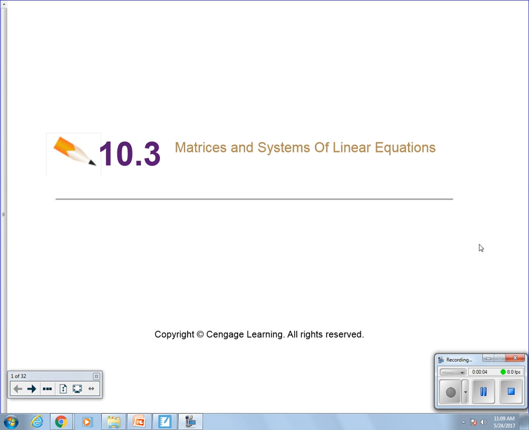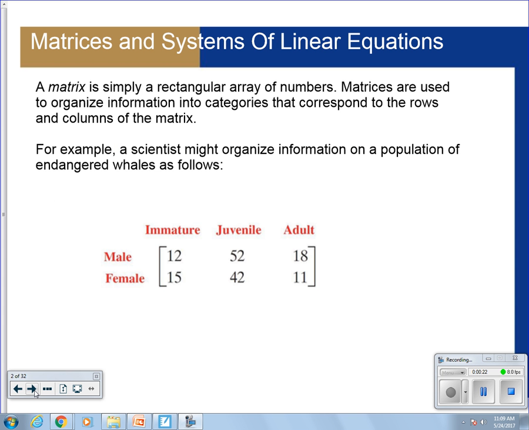Okay, so today we are starting matrices, and as we go through these, you're going to see some similarities to what we did yesterday. Okay, so 10.3 is matrices and systems of linear equations. And then I asked you to read through this, so I'm just going to go through it really quick. Basically, the matrices is used to organize pieces of information.